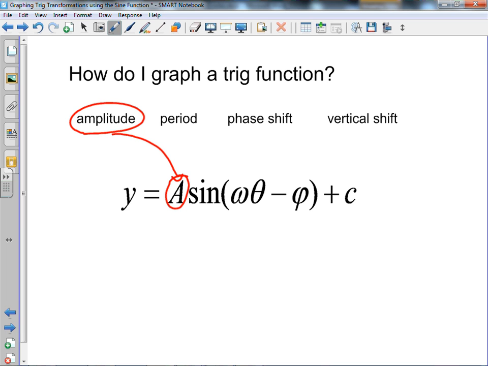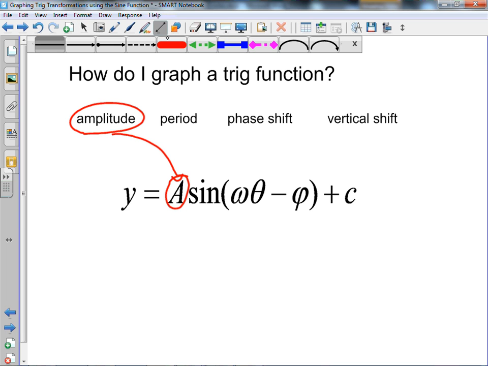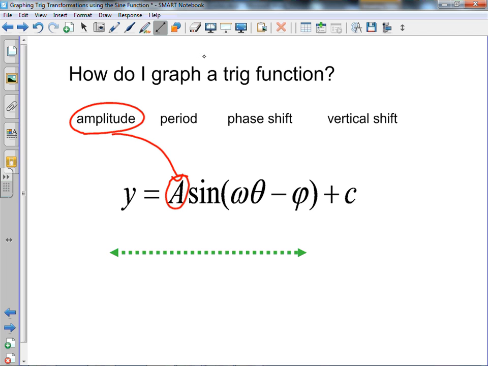That tells us that we have a thing called a midline, where our function will oscillate up and down from. That A tells us how far up and how far down we're going to oscillate up and down from that midline.